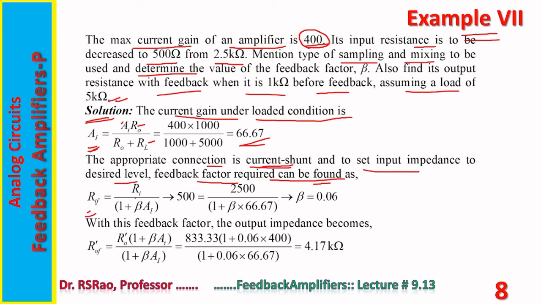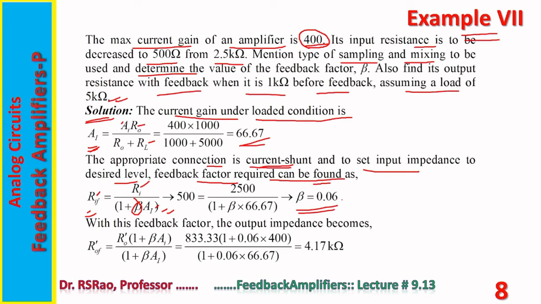And to set input impedance to the desired level, feedback factor required can be found as RIF is equal to RI by 1 plus beta AI. AI is available. Beta has to be determined. RI is available. RIF is also. RI is input resistance without feedback. RIF is the same with feedback. Now beta can be determined within no time. It turns out to be 0.06.